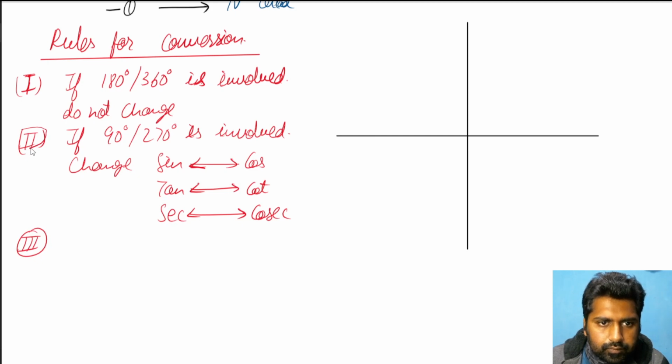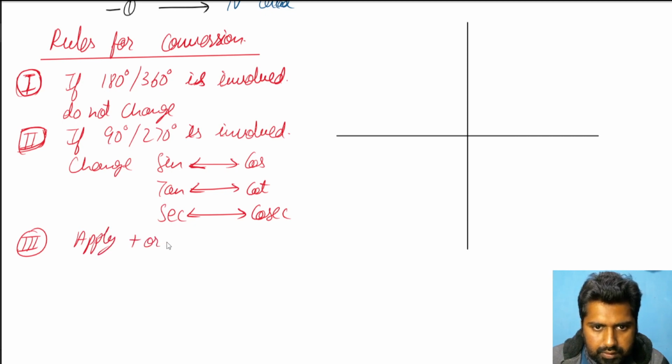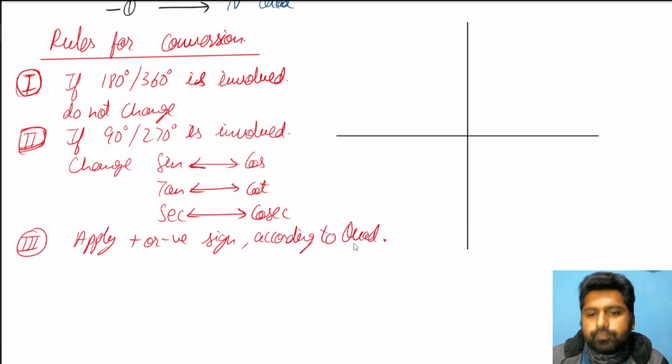Third rule, apply positive or negative sign according to quadrant. All right, so these are the rules for conversion. It's not making any sense right now. I'll explain you with this example. But before that, there's one more thing that you should know, but I'll give you mnemonics for that so you don't have to learn that.